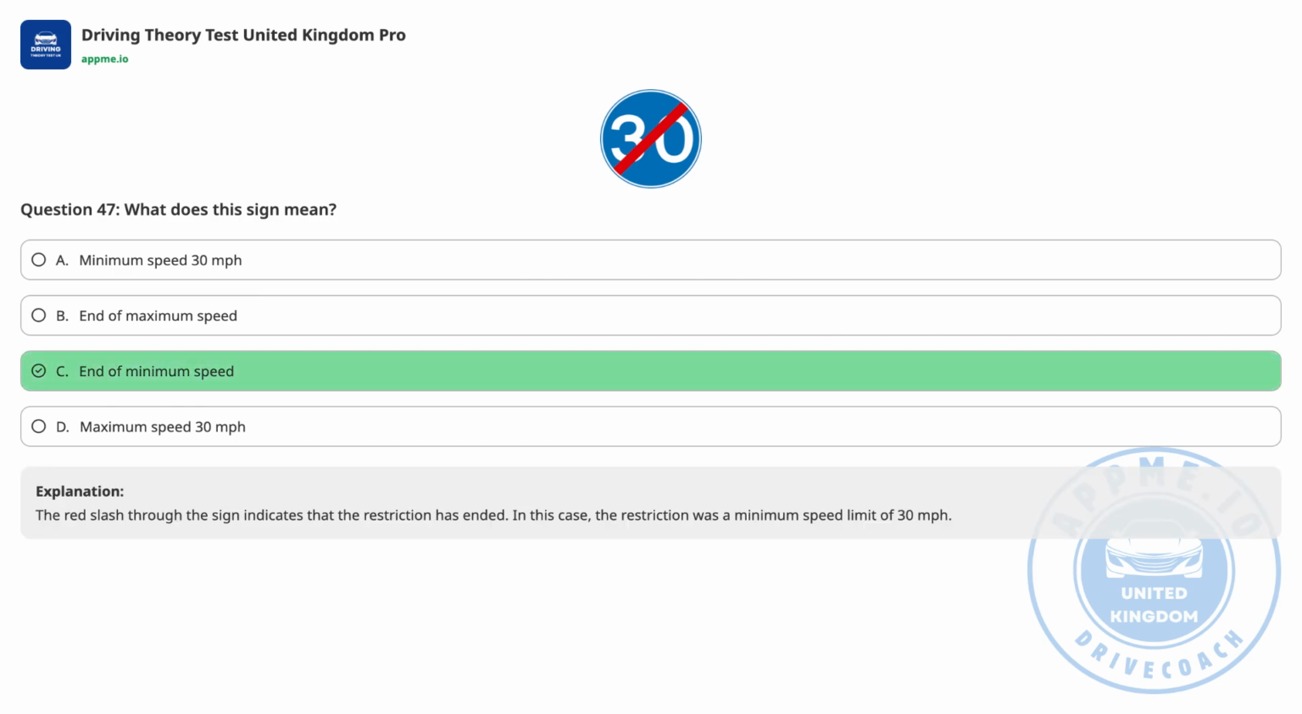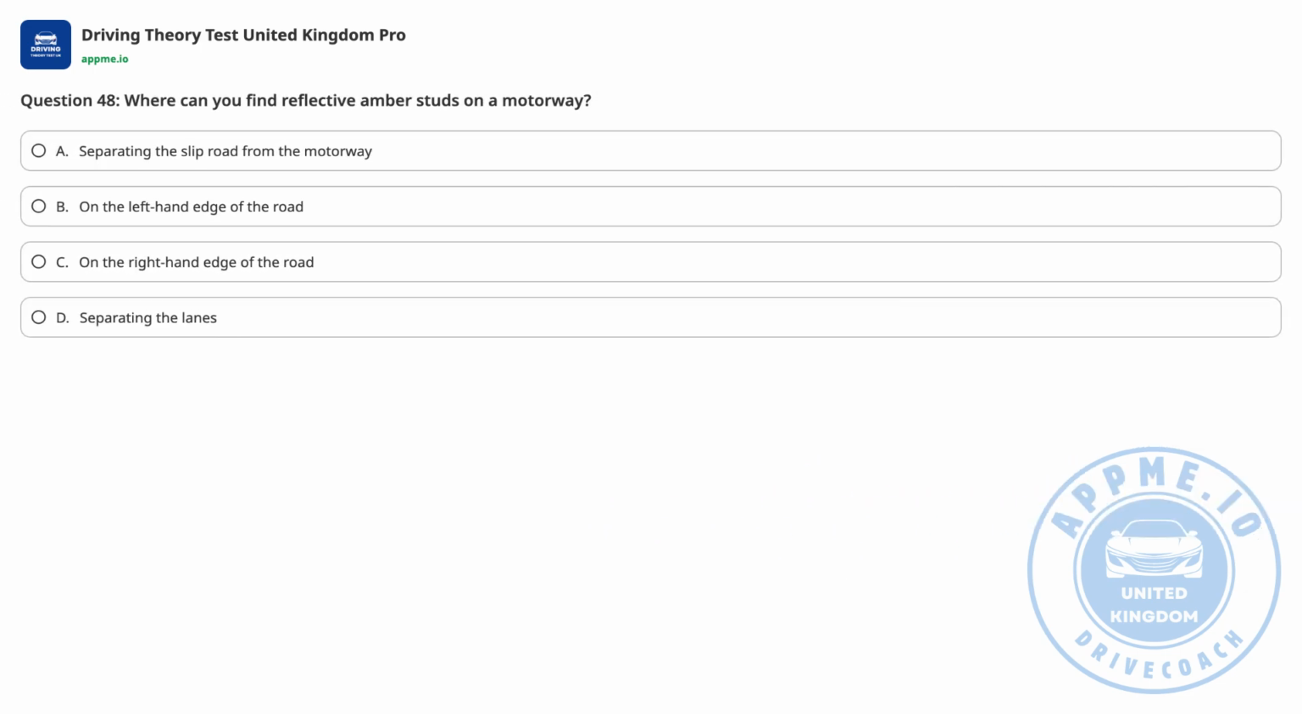The correct answer is C. Question 48. Where can you find reflective amber studs on a motorway? A. Separating the slip road from the motorway. B. On the left-hand edge of the road. C. On the right-hand edge of the road. D. Separating the lanes.